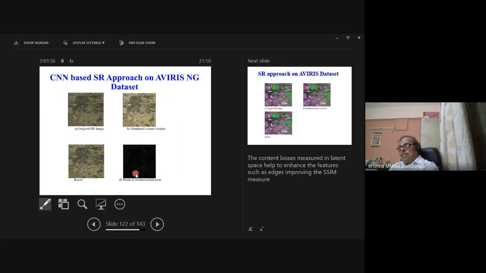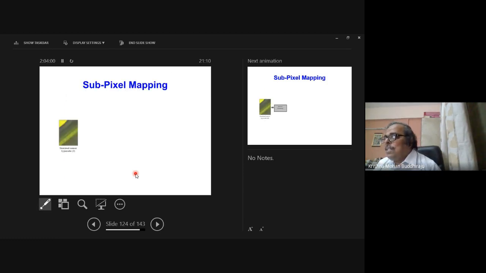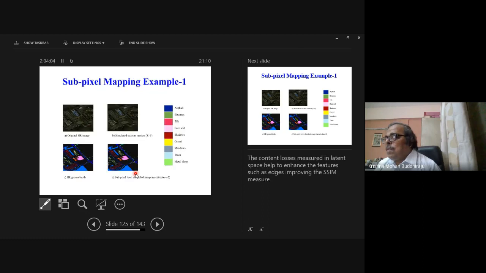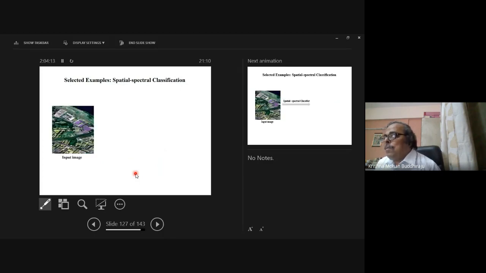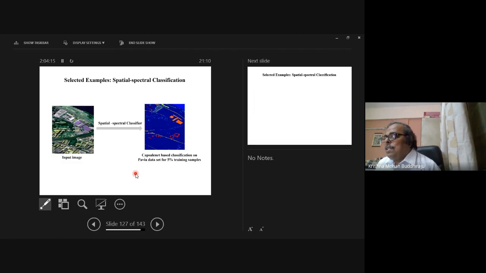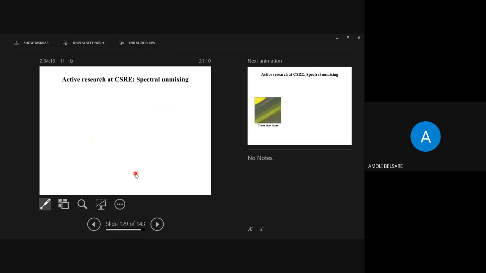So I'll wind up now because we have crossed 9 o'clock. There are examples for you. You can even search for papers with my name as one of the authors. You'll find examples for pixel classification, super resolution, etc.